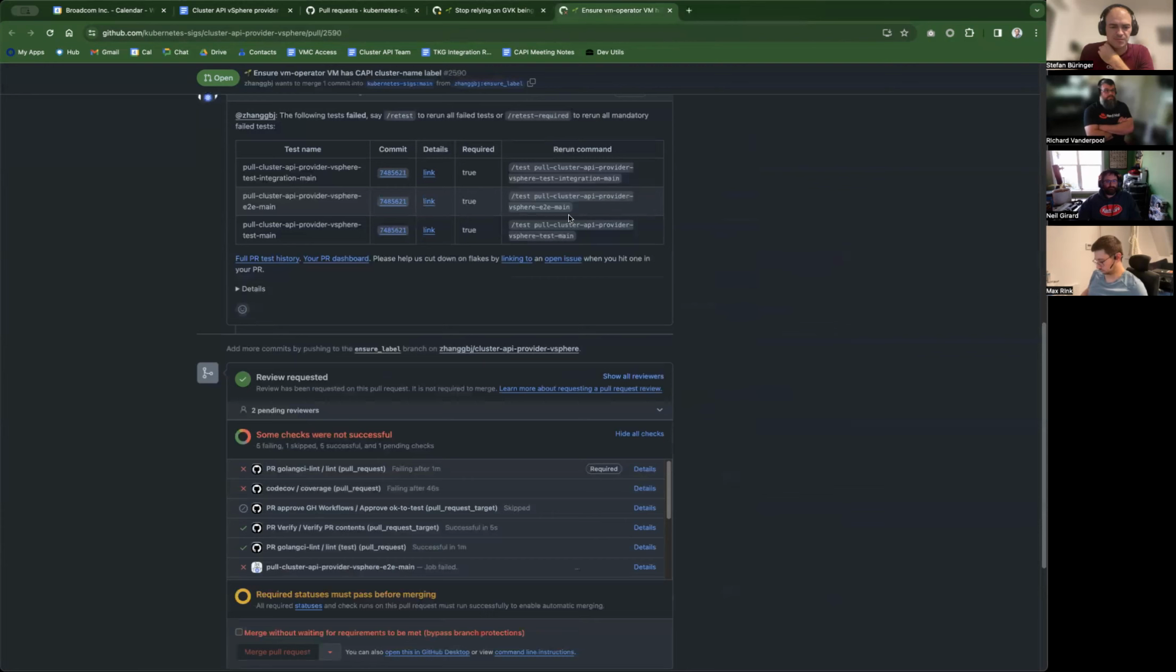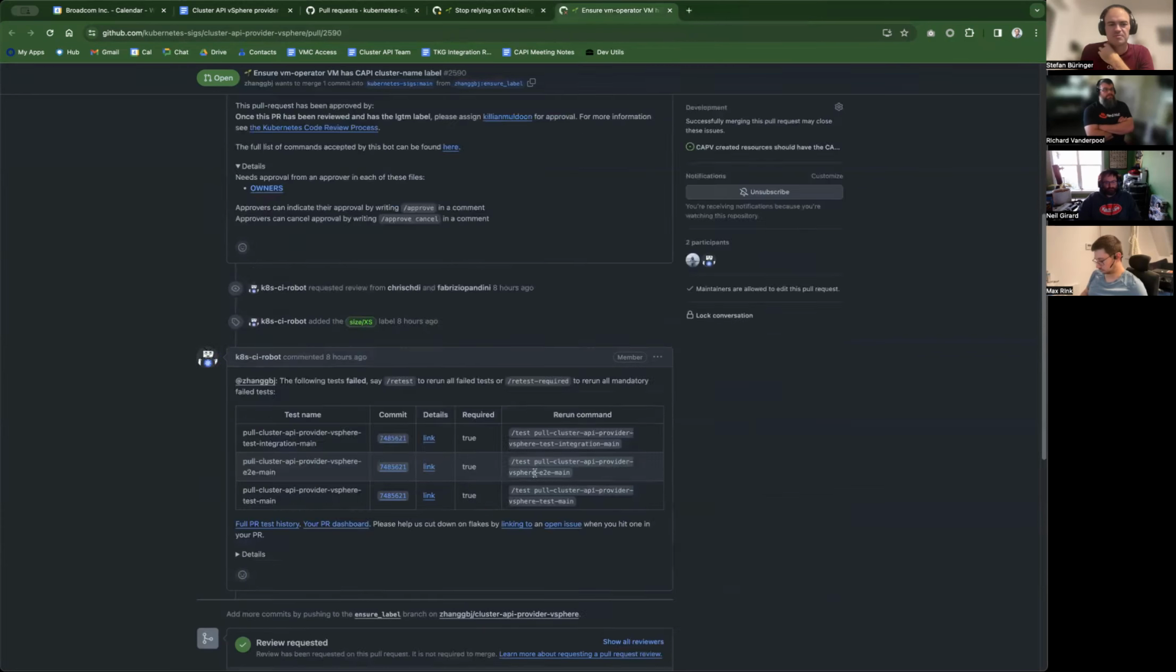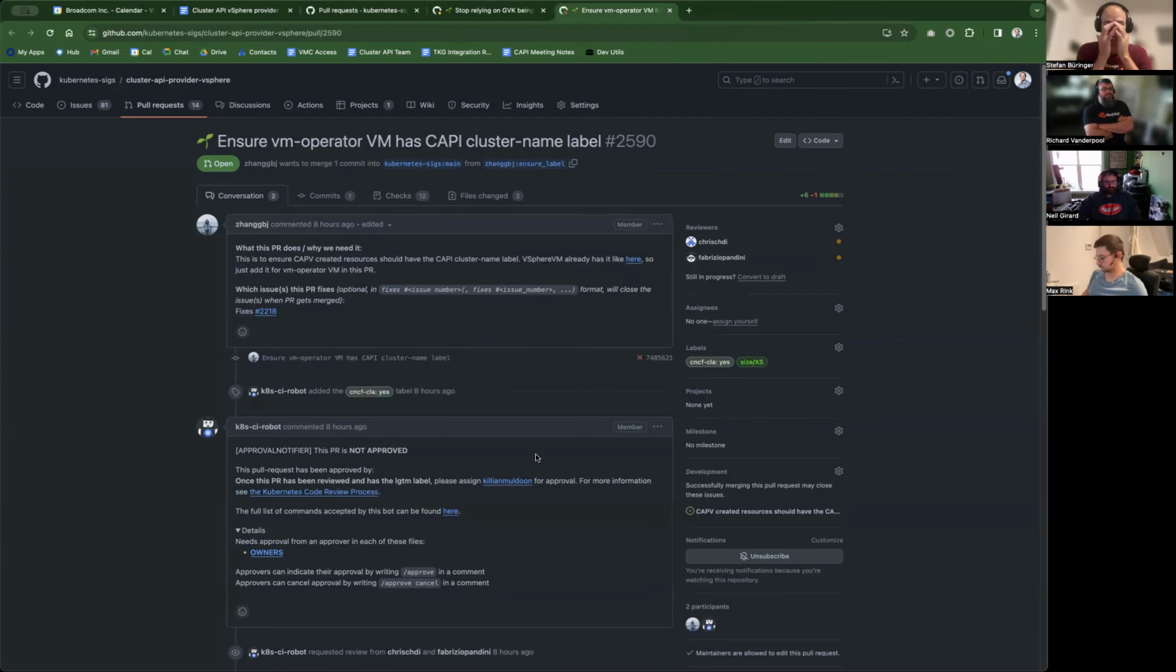Okay, so this PR needs some fix up, but essentially the idea is we have an issue where we want to make sure that all the objects we create have the proper cluster name label. Basically, all the objects that belong to a cluster should have it. And that one fixes it up in the VMware operator mode, for a CRD that we create there.